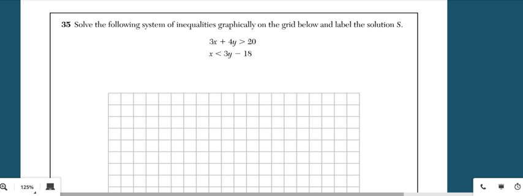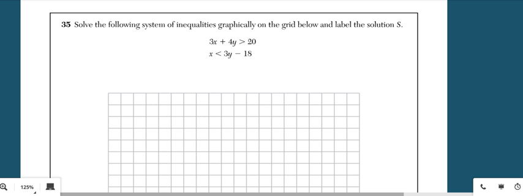Alright. Now let's move to the next question. What it says? It says, solve the following system of inequalities with the help of graph. You have to solve the system of inequalities with the help of graph.